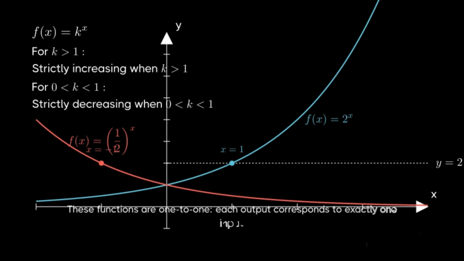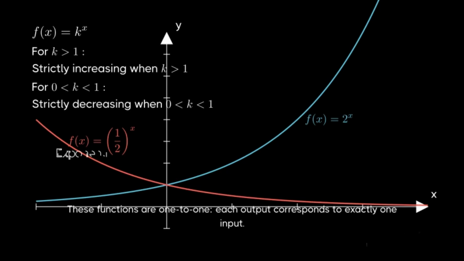This is true whether k is greater than 1 or between 0 and 1, as long as k is positive and not equal to 1. This property is precisely why if k raised to the n equals k raised to the m, then n must equal m. Since the function is one-to-one, equal outputs can only come from equal inputs.